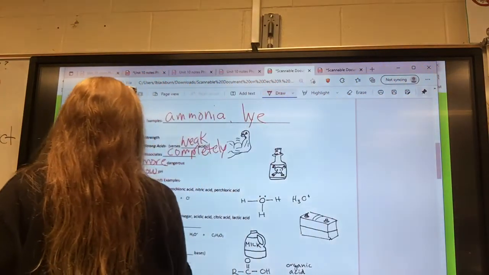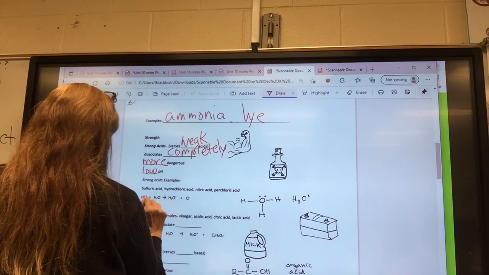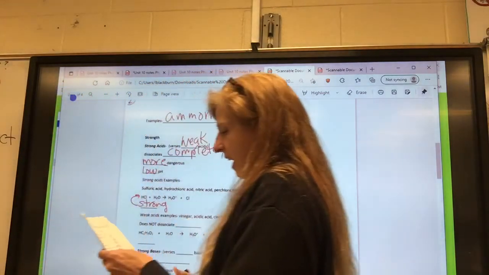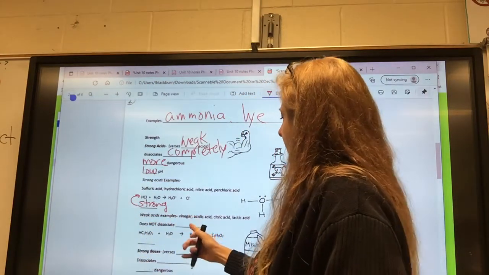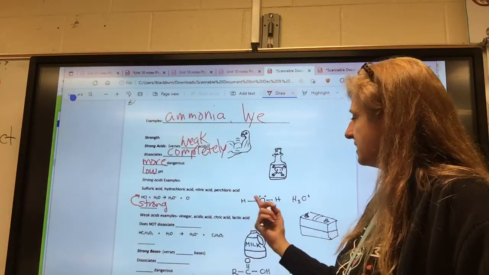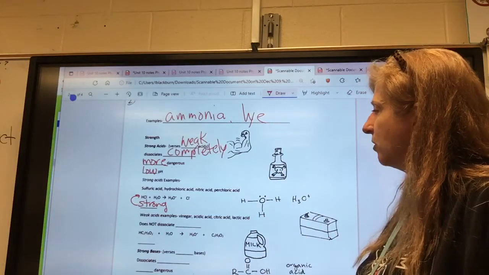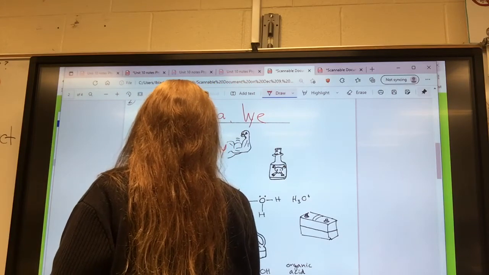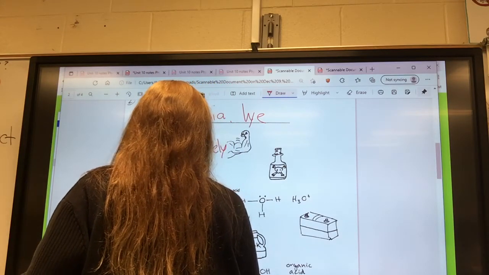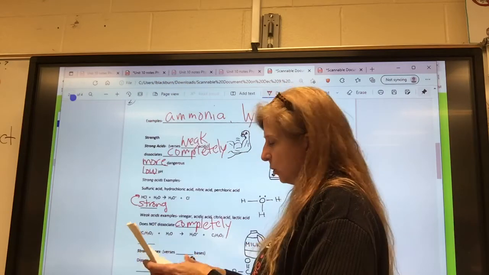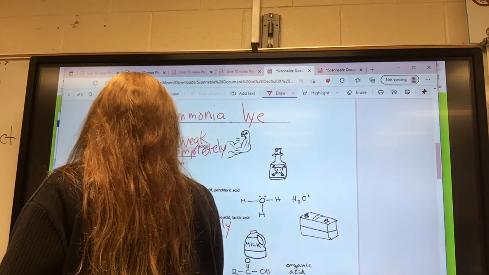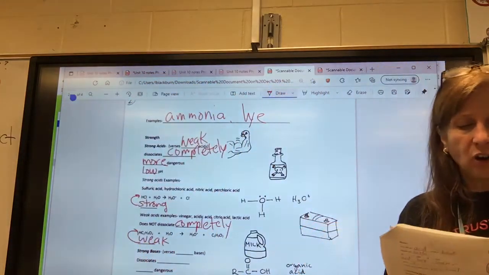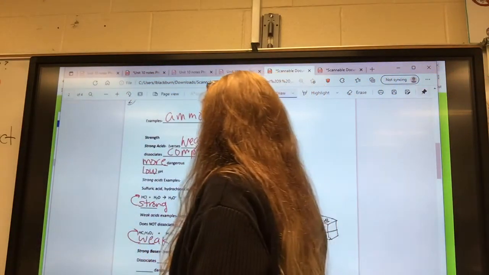So we have HCl, it's a strong acid, hydrochloric acid. Now weak acids are things like vinegar, acetic acid, citric acid, lactic acid, and milk, and they do not disassociate completely. So that is a weak acid right there.